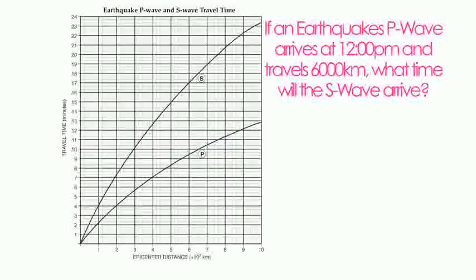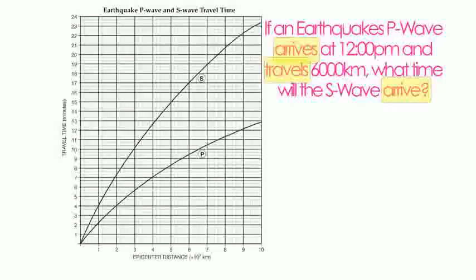You have an earthquake. It arrives at you at 12 p.m., which is 12 in the afternoon. It's going to be around lunchtime. But during that time, it travels 6,000 kilometers. We want to know what time the S wave will arrive. So again, you want to look for keywords like arrives and travels. So determine what is given to you right from the statement that you can find in your reference table.